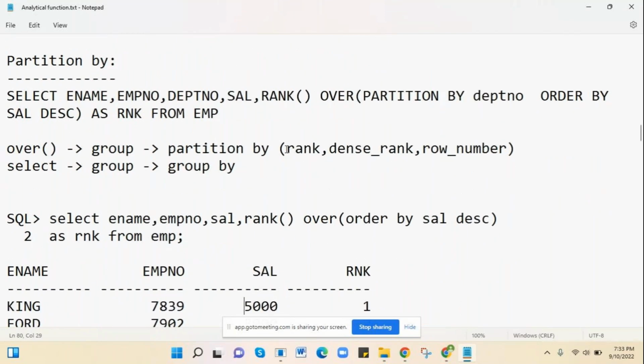Okay? There are so many analytical functions, but mostly we use these three: rank, dense rank, and row number.